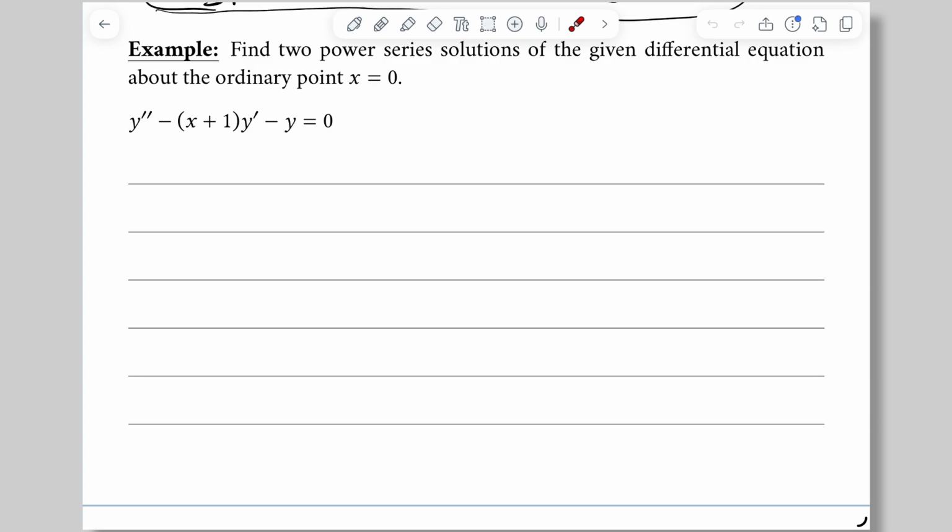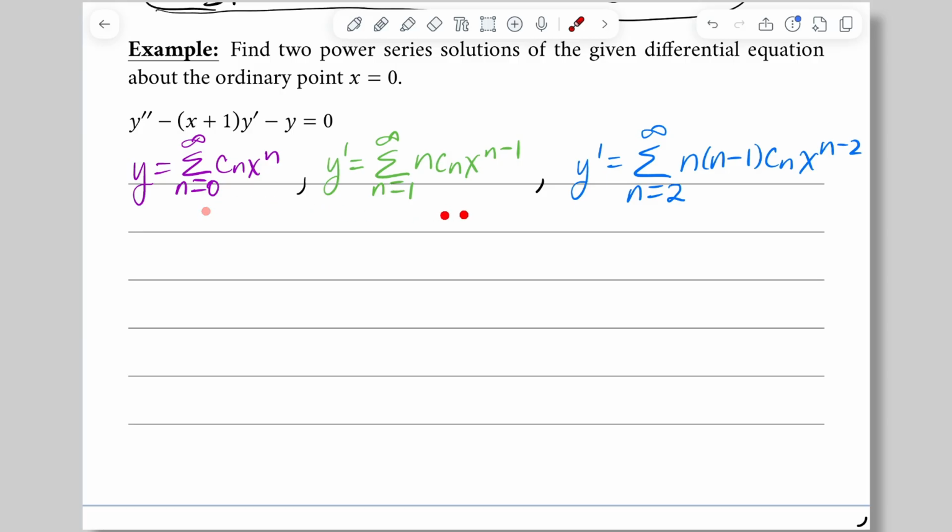For our next example, we are again using power series. We're going to find the solutions to y double prime minus the quantity of x plus 1 times y prime minus y is equal to 0. Starting again with our familiar expressions for y prime and y double prime, I'd like you to go ahead and flesh out the differential equation, match up exponents and indices, and come up with the recurrence relation. Then come back and we'll talk about it.